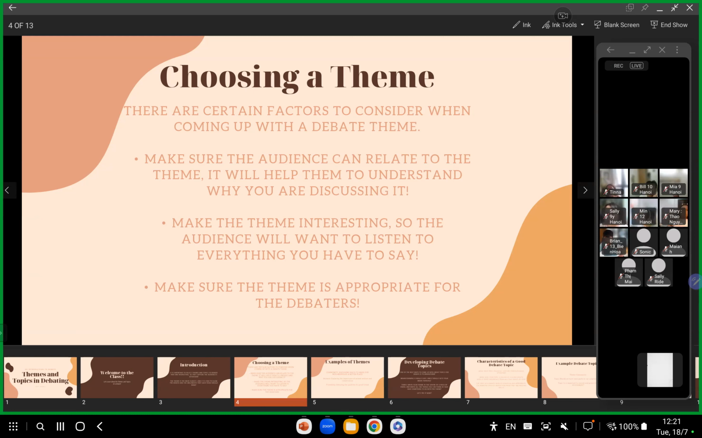And then, of course, there are other topics like religion and politics. They're very, very sensitive topics. So when those are debated, you need to make sure that you approach certain topics with care so that we don't upset anybody too badly. Those are all important things to consider when we choose a theme to debate about.